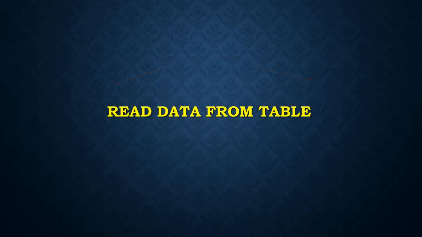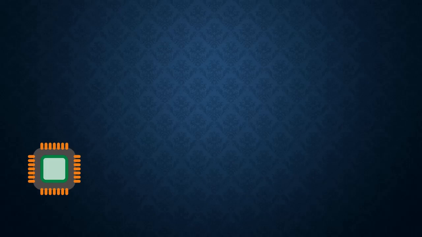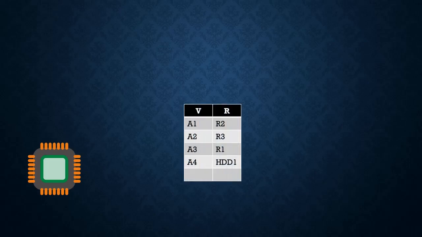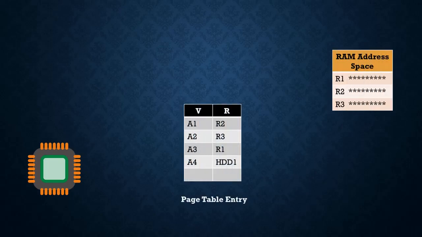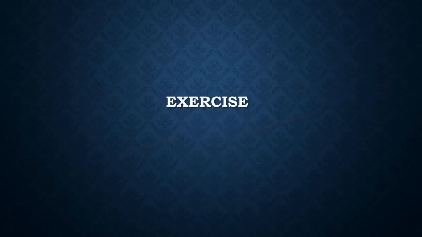And now I want to read data from the table. This is my processor. This is my table. And then this is my RAM space. Now I want to read A2. Where is A2 located? It is in R3. I can easily map it in the page entry table. And then this is the R3 value. Now look at this. I am getting the value.